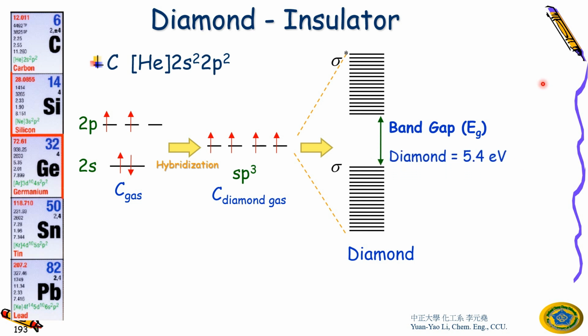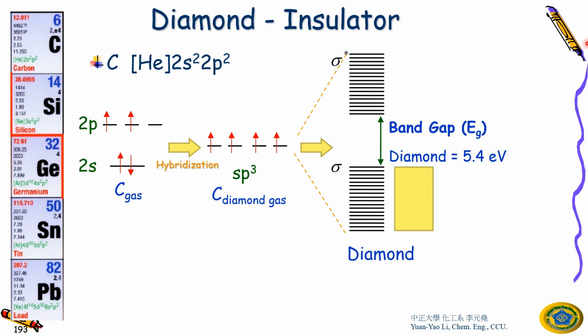For diamond, the gap is about 5.4 electron volts. Do you have an idea of this number? Again, for visible light, the energy from red light to blue light is from 1.8 to 3.1 electron volts. So even the blue light cannot excite an electron from the bonding molecular orbital to the anti-bonding molecular orbital. This energy is high. The energy required to let diamond become a conductor is too high.